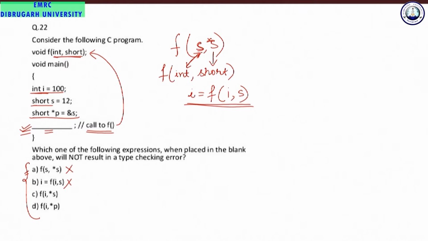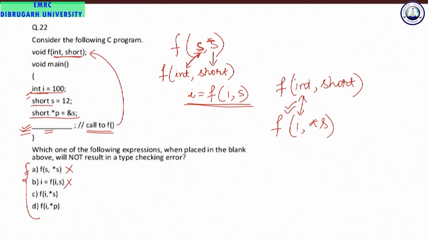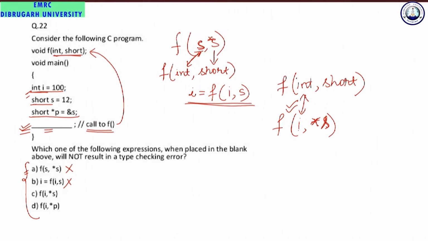Then coming to the next, C, f of i comma pointer s. As I had written here, this function call is f int comma short. Here this is okay because i is declared as int. Now coming to pointer s, you can see that it is pointer p which is declared, not pointer s. So this is also not applicable.